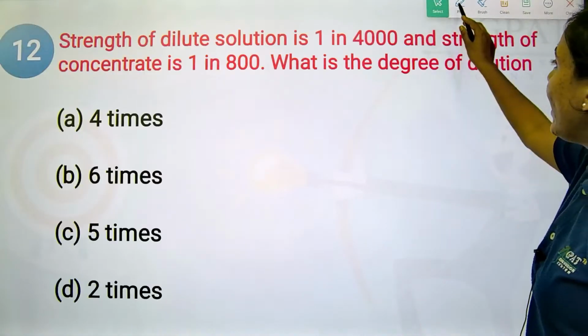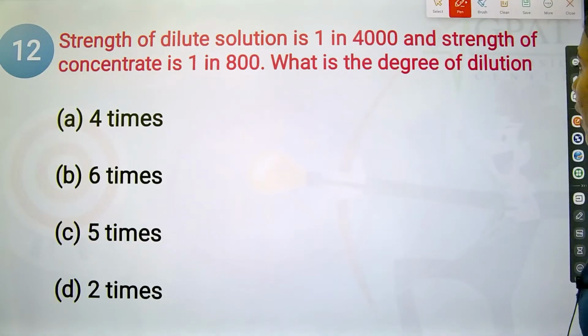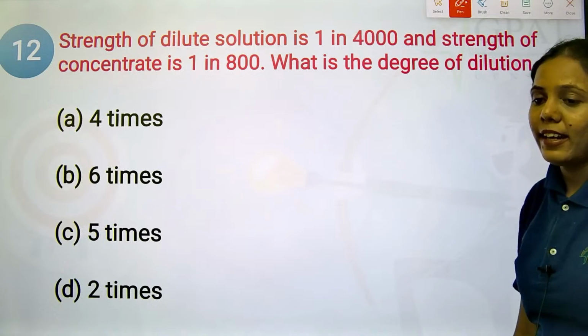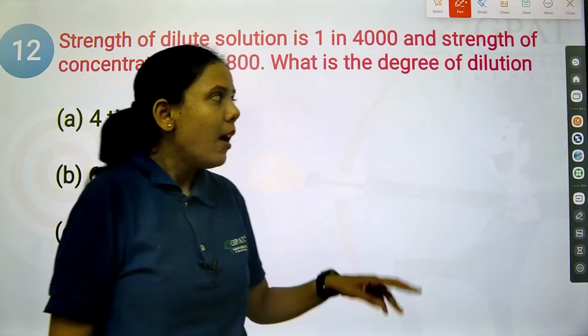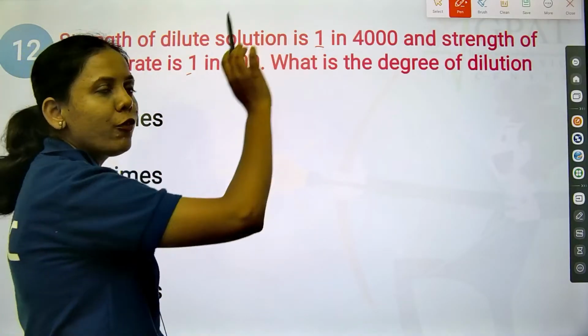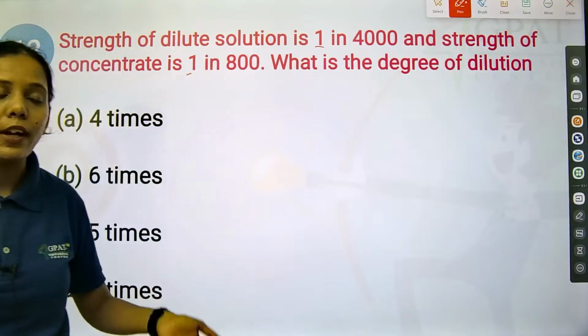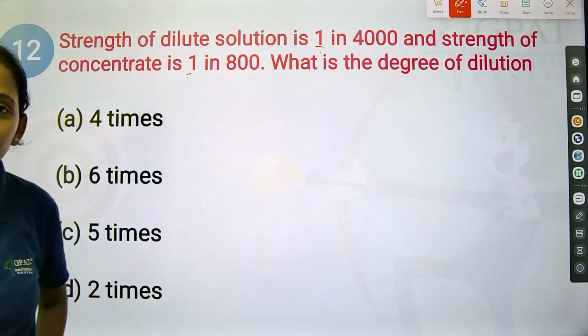The strength of dilute solution is 1 in 4000 and strength of concentrate is 1 in 800. What is the degree of dilution? For that, now because here it is 1, you can easily identify 800 into 5. So it is 5 times diluted. But what if here the value is different? So you will have to use the formula.